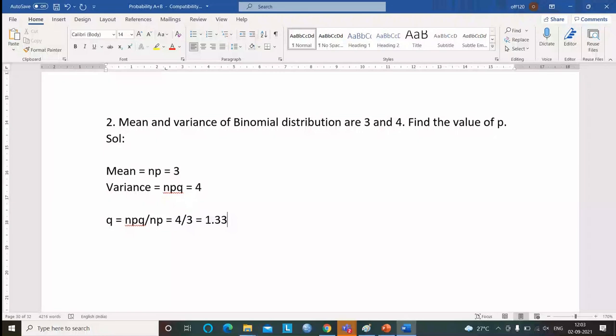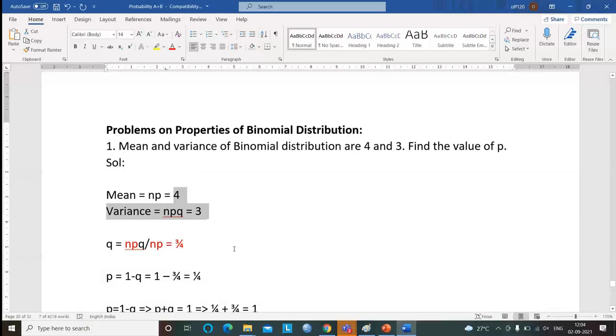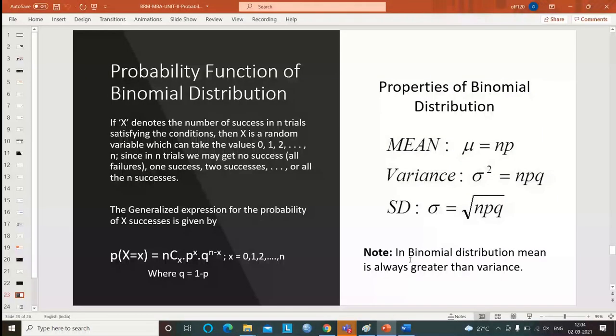Always the probability should lie between 0 and 1. See here, the mean is less than the variance, so we got the wrong answer. But in the first case, the mean is greater than the variance, so we got the correct answer. So that is how in a binomial distribution, the mean is always greater than the variance. Or otherwise, we can identify it.